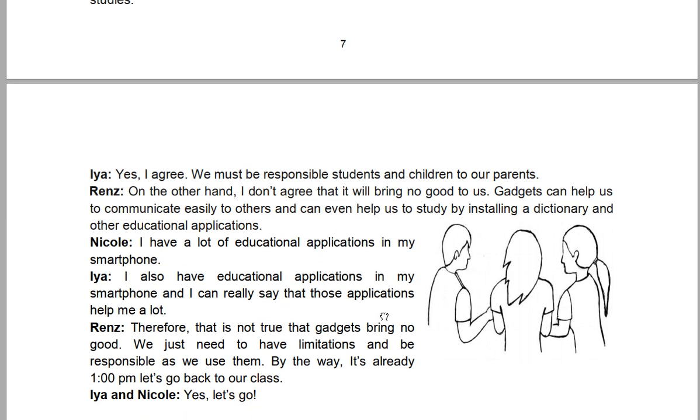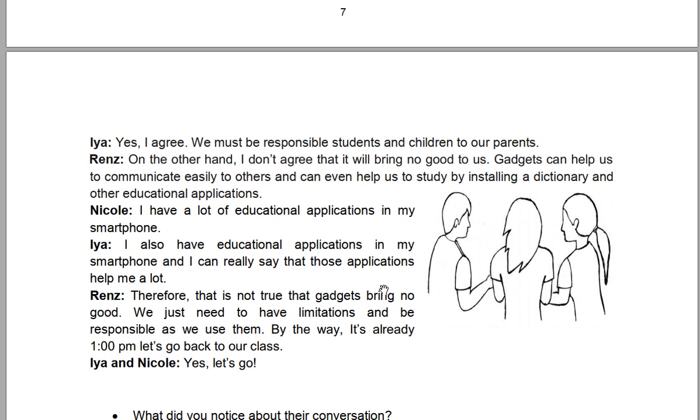On the other hand, I don't agree that it will bring no good to us. Gadgets can help us to communicate easily to others and can help us to study by installing a dictionary and other educational applications. I have a lot of educational applications in my smartphone. I also have educational applications in my smartphone, and I can really say that those applications help me a lot. Therefore, that is not true that gadgets will bring no good. We just need to have limitations and be responsible as we use them. By the way, it's already 1. Let's go back to our class.